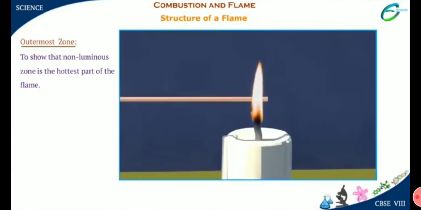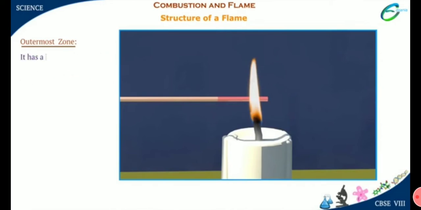Observe carefully. The part of the copper wire just outside the flame turns red hot. This is the non-luminous flame of the candle. It has a high temperature and is the hottest part of the flame.